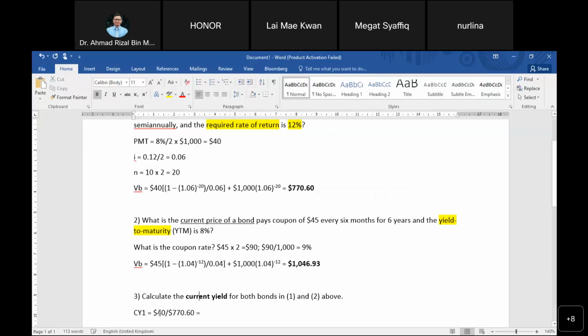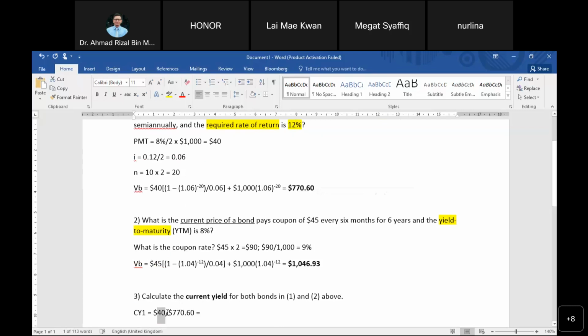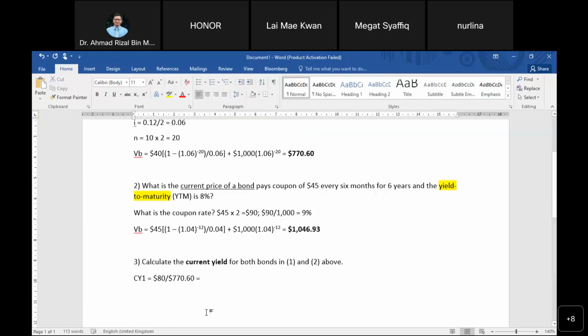Remember, for current yield, you need your annual coupon. Over here, you calculate the semi-annual coupon to calculate the value of the bond. But for current yield, you need your annual coupon figure here, $80. So it's 80 divided by 770.6, which is 10.38%.